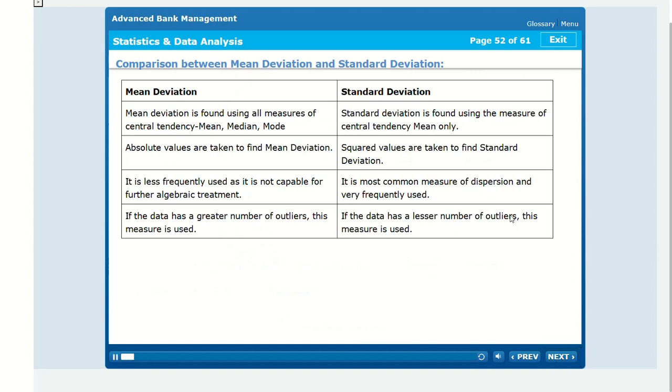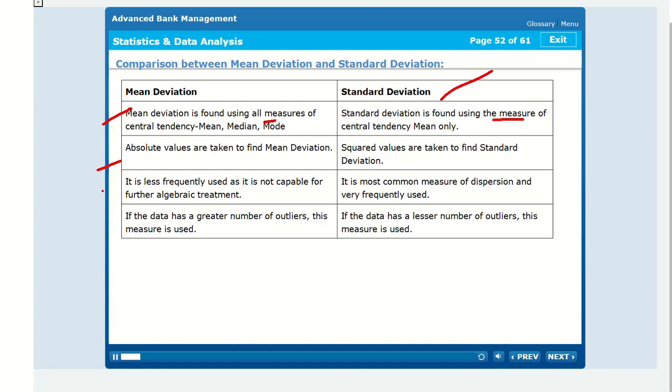Comparison between mean deviation and standard deviation. Mean deviation is found using all measures of central tendency: mean, median, mode. Standard deviation is found using the measure of central tendency mean only. Absolute values are taken to find mean deviation. Squared values are taken to find standard deviation.